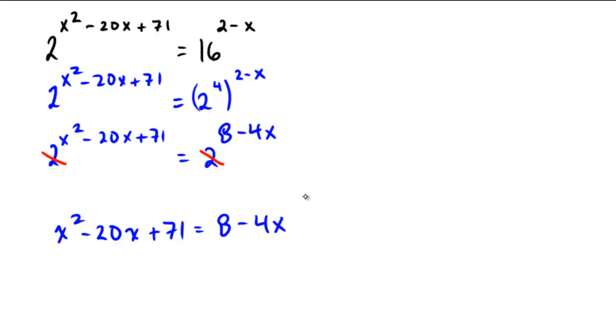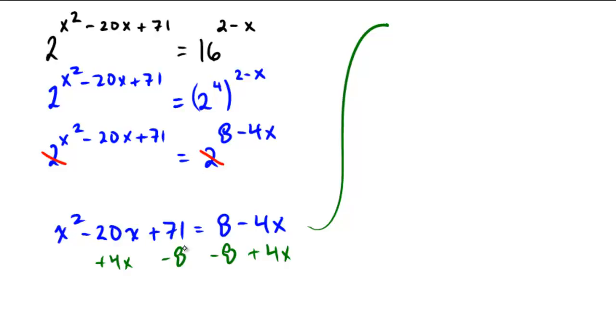So now as I get ready to go over to the other side here, I'm also going to add 4x to both sides, and I'm going to subtract 8 and hope we get something easy to work with. So we're left with an x squared. Negative 20 plus 4 would be negative 16x. 71 minus 8 is 63, so I'm getting a plus 63 equals 0.